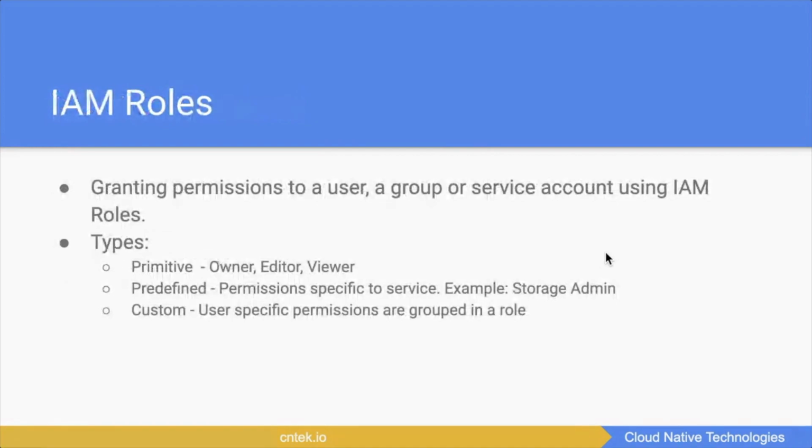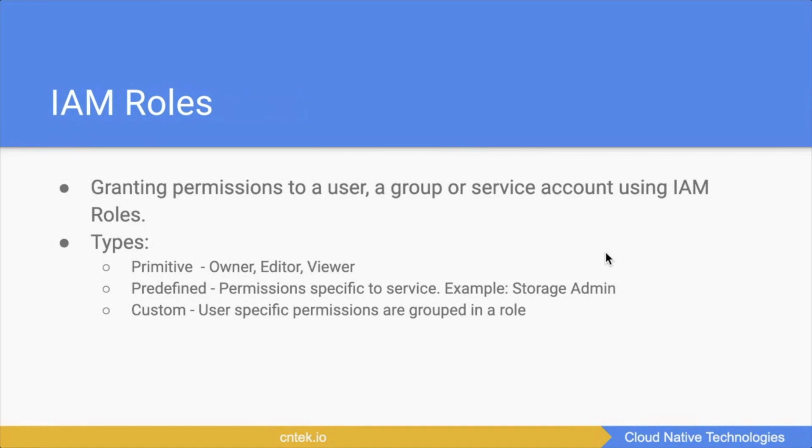Now, let's quickly see what IAM roles are. IAM roles are a group of permissions. It's a way to grant permissions to a user, a group, or a service account, where we define all the permissions in a role, and then those roles can be tied to a user or a group or a service account. There are three different types of IAM roles available on GCP.